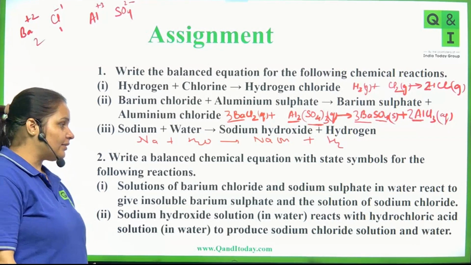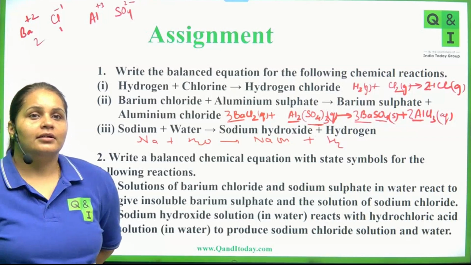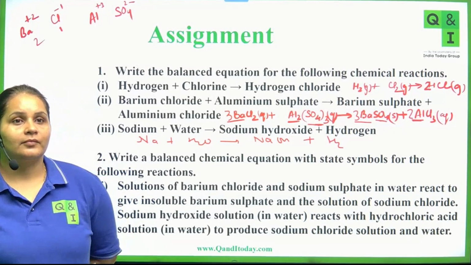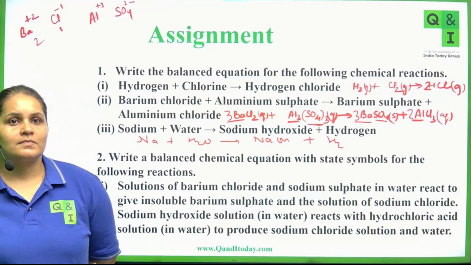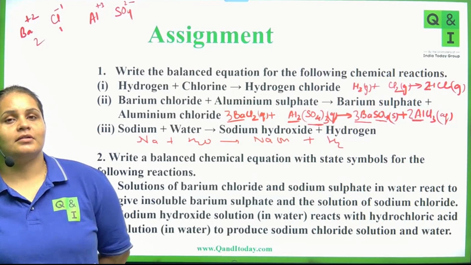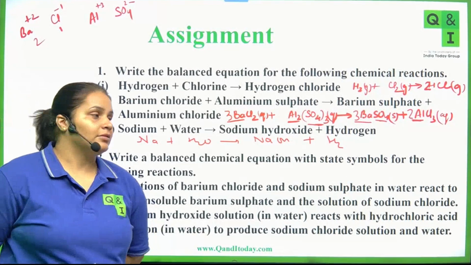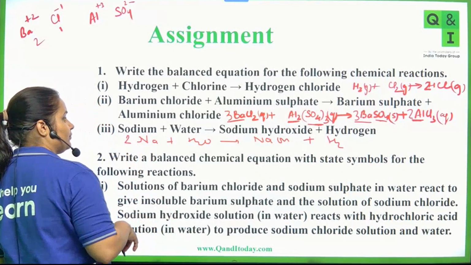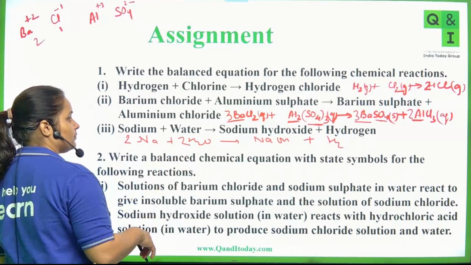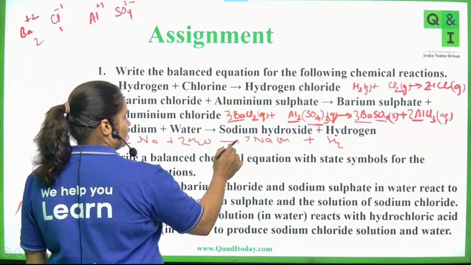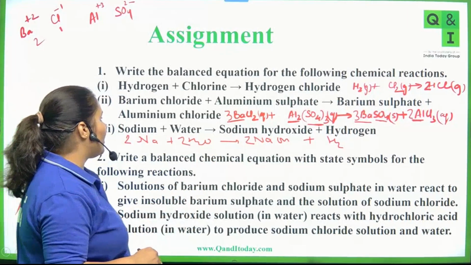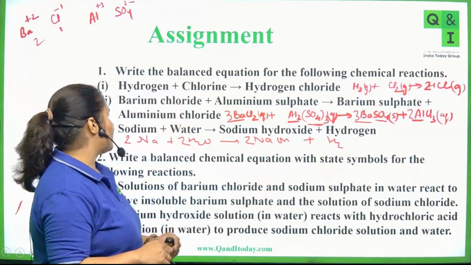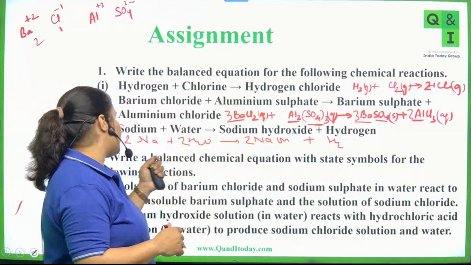Are you balancing? Are you trying? Ma'am, can I tell? Yeah. Is it 2Na plus 2H2O for 2NaOH? Is it now balanced? So we got 4 hydrogen this side, 4 hydrogen that side. 2 oxygen here, 2 oxygen also here. Yes, it is balanced now.